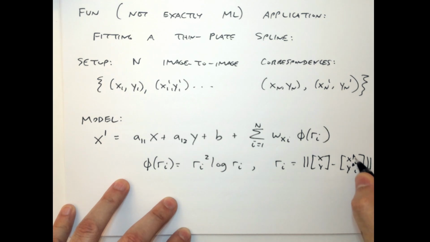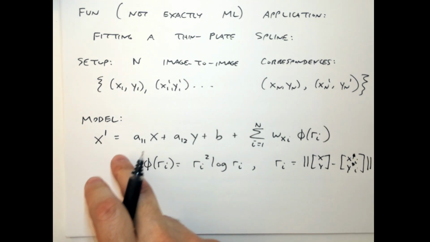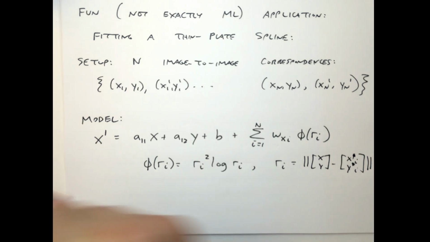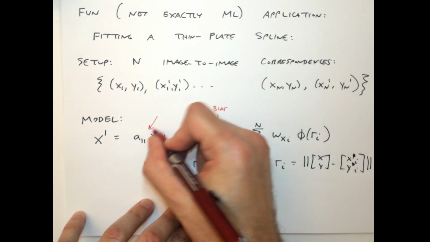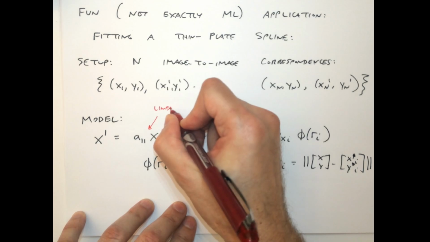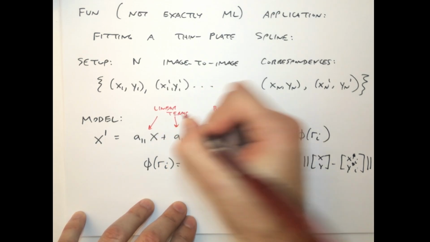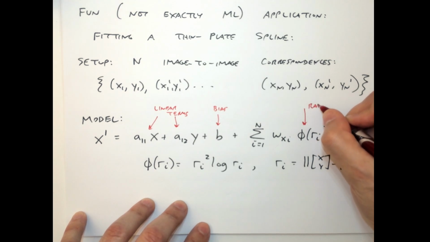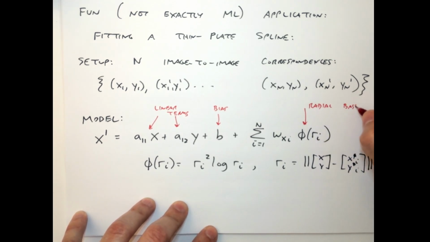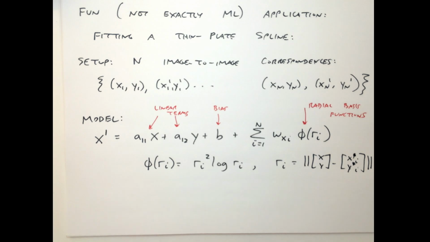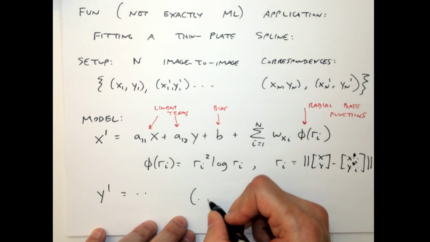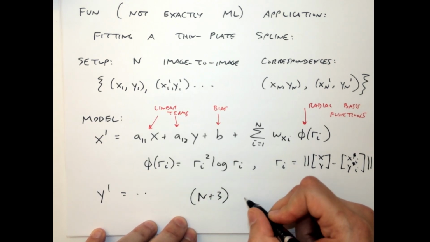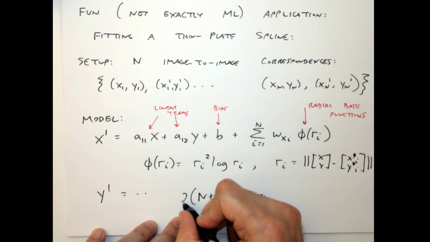What I'm saying here is that I have a model that contains, you can think about this, the bias and these things as linear terms. And then here, I have a whole bunch of other radial basis functions. And I do the same thing for y. So basically I have 2n plus 3 model parameters.